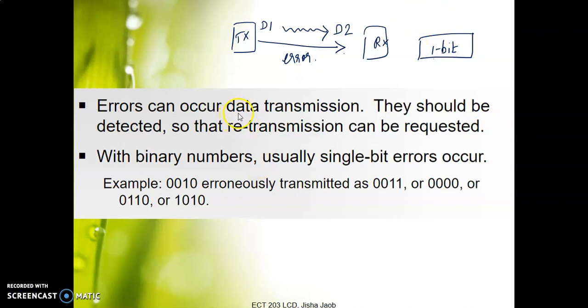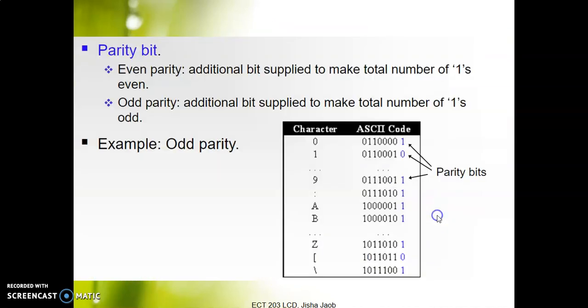This kind of 1-bit error can be detected using parity error codes. For example, if you take 0010, this is transmitted and at the receiver it is received as 0011. So 0010 being received as 0011, which means that there is a change in 1 bit of the data. This is what we call as 1-bit error. So this bit is erroneously received and that is what we call as 1-bit error.